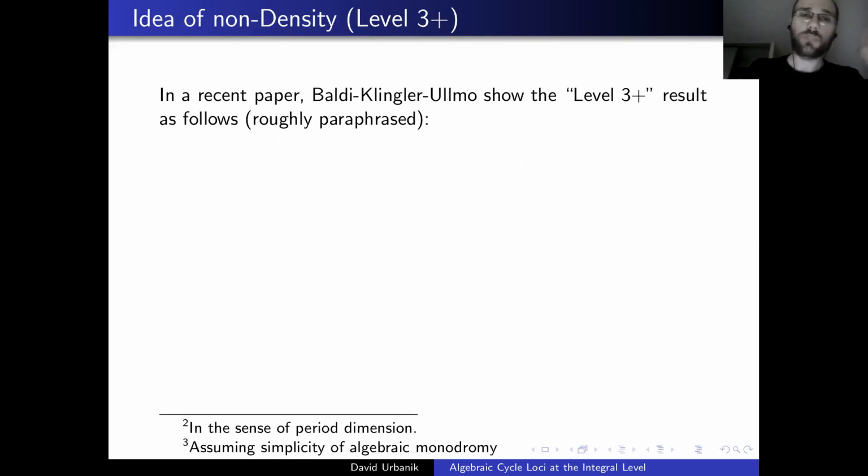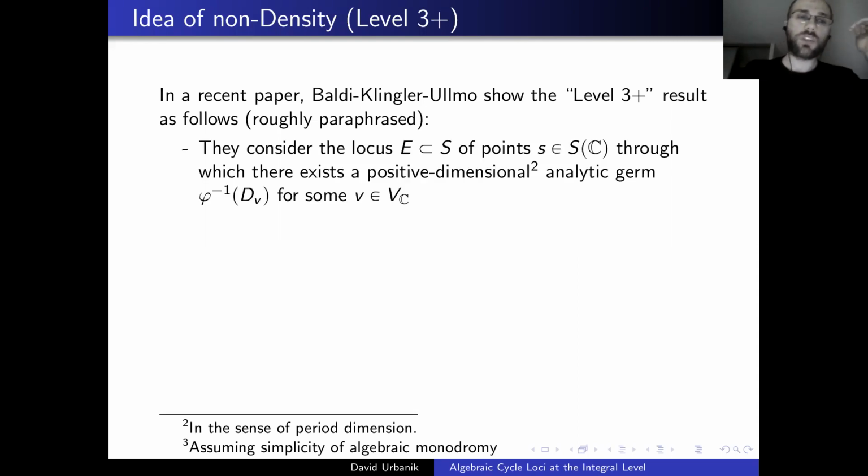They do, but every algebraic family will lie in such a locus. And so there's a recent paper of Baldi, Klingler, Olmo that used this to show the level 3+ result. And I'm going to give a very rough paraphrase of their argument. What they first do is they consider the locus E in S of complex points through which there exists a positive dimensional analytic germ, which looks like phi inverse of D sub V, but for some complex vector.